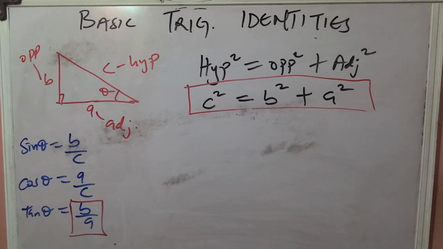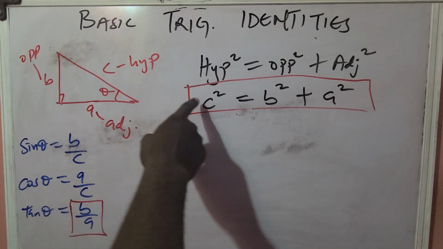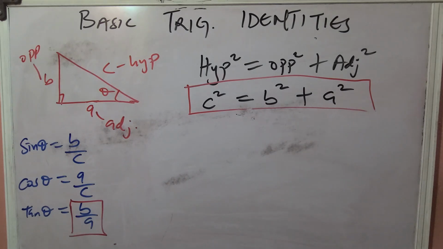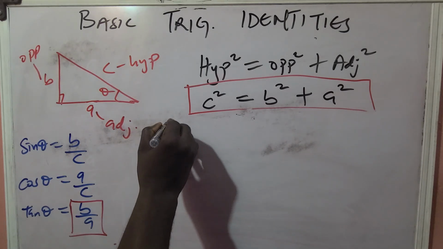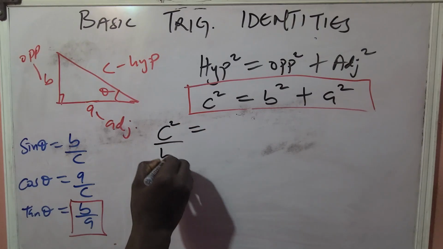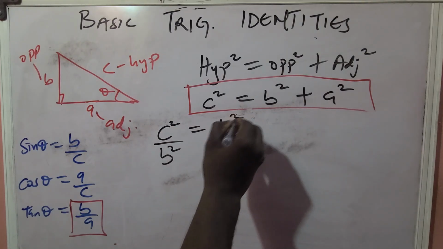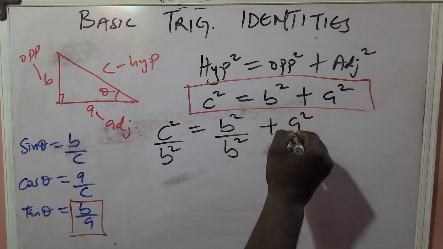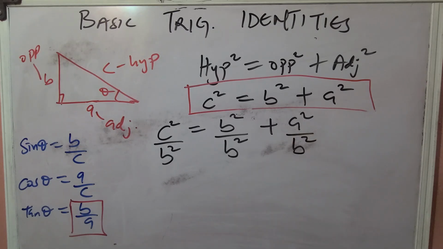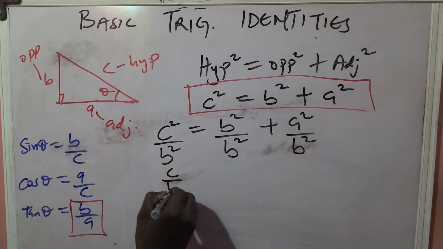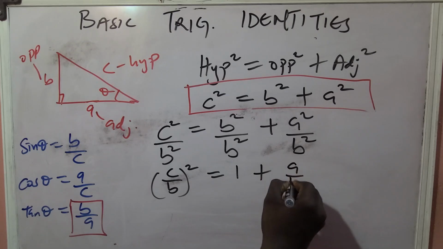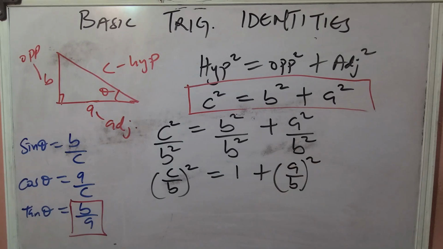What if we decided not to divide this particular equation by c square? What if we decided to divide it by b square instead? Let's see what that will bring out. That will be c square over b square equals b square over b square plus a square over b square. Now we're dividing through by b square. Now this will give you c over b all square equals 1 plus a over b all square.